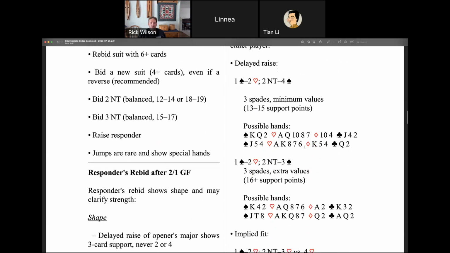And here's an example of that. So if partner opens a spade, and as for dummy points, we've got what, 17? So we would start with 2 hearts, set up a game force, 2 no trump by partner. We bid 3 spades, showing 3 card support with slam interest.